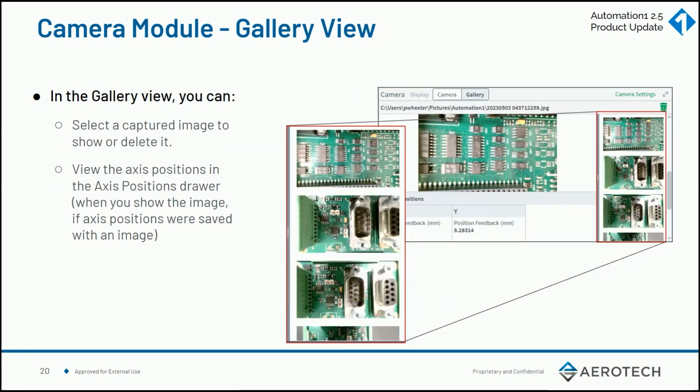Okay, in the gallery view, you can select a captured image to show or delete the image directly from this interface. And you'll see on the right-hand side, I have this big call out of different types of images I've taken with the Machine App camera module. And then you can view the axis positions in the axis drawer. Where was I when I took this image? So it remembers those things and it shows it to you when you pull this back up in gallery view.